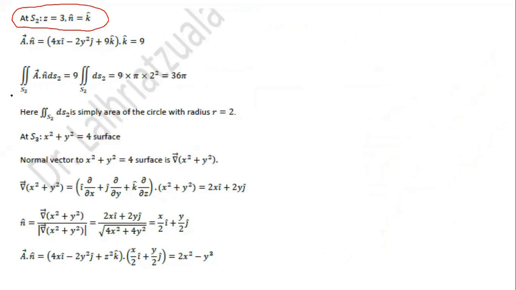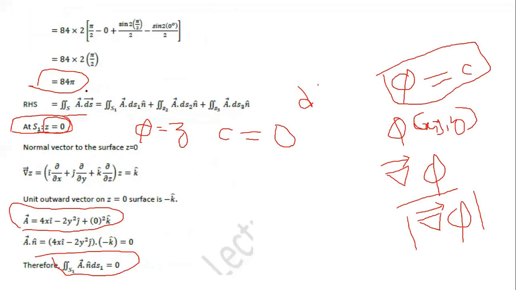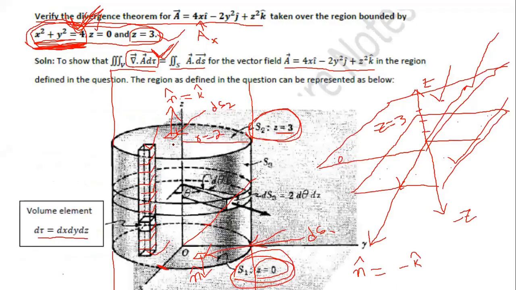So then you calculate the flux across the top surface, that is S2. The flux across the top circular surface, that is across surface S2. Then your A dot n cap is 9. So 9 is a constant, you can take it out. So you have to integrate this surface element dS2 over the surface S2. Here, dS2 is a surface element.